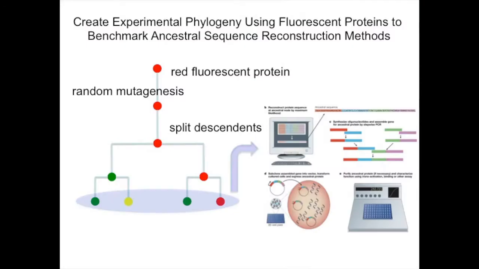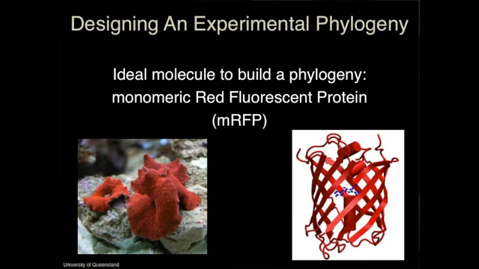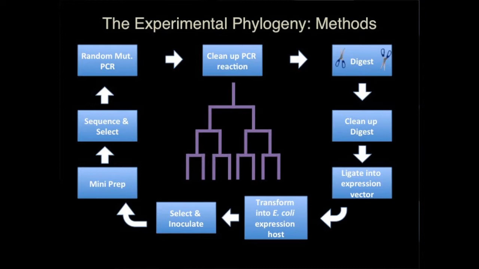Now, there are ways to fudge it in terms of getting functional divergence, but it's not true biological divergence. And so what we want to be able to do is build a phylogenetic tree whereby we know the relationships of the sequences and we know the ancestral sequences themselves, right? In that sense, it's kind of like building a time machine because we know what happened in the past. And this is where we exploit a gene family called red fluorescent proteins. And this is the technique that Ryan Randall in my lab uses.